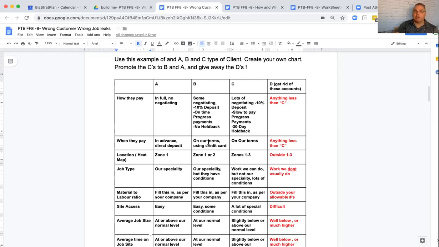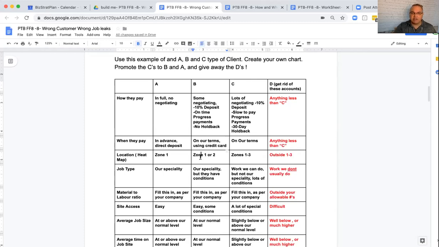On our terms, using credit card, when and how they pay, because I have to pay credit card processing fees, right? So that cuts into profits a little bit. Now, you always take the payment. Don't get caught figuring out, oh, well, if we use Visa versus cash, just take the payment. It's not worth mucking around. Just take the payment. But it is better if they pay in advance, direct deposit versus credit card, because on a credit card, I have to pay an astronomical interest rate to the credit card company, right?